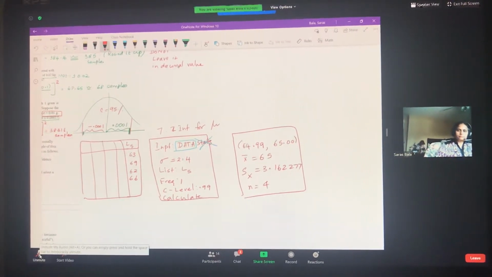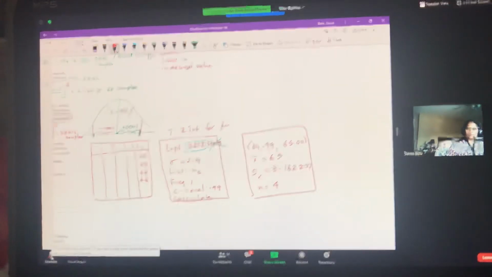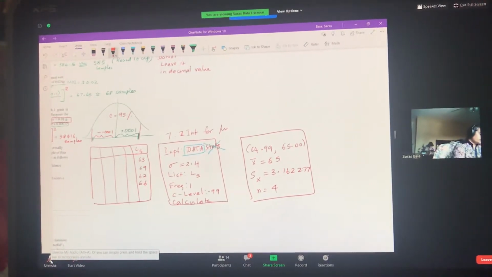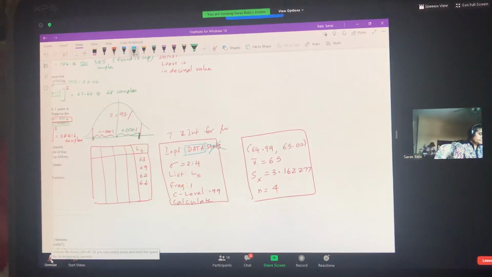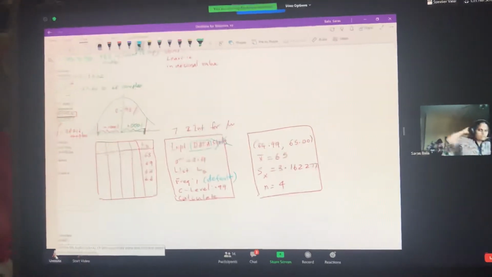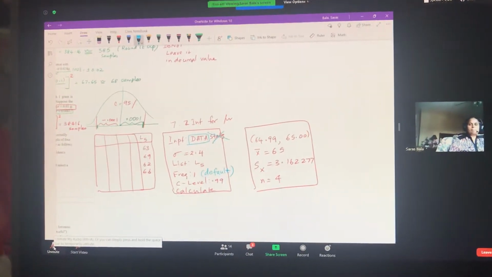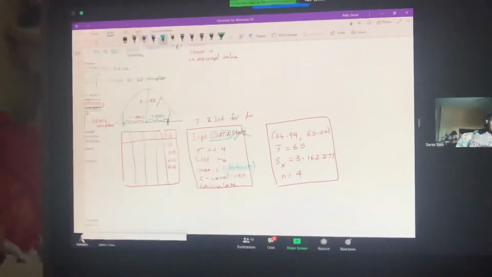I also have a question: how do you know what numerical value to put for frequency? It's default 1. You don't have to worry about it. It's always 1, that's correct, because for every single value we are assuming it occurs only one time.